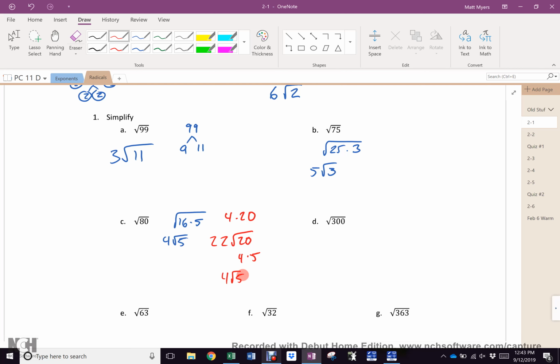All right? So what's the perfect square that's coming out of 300?